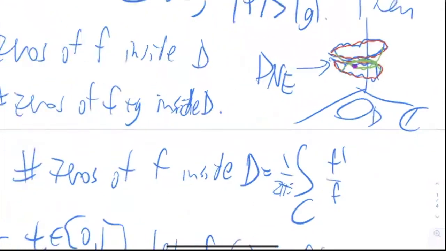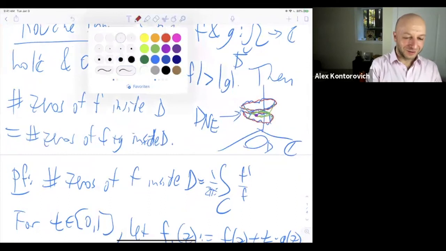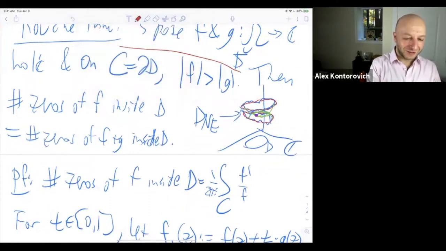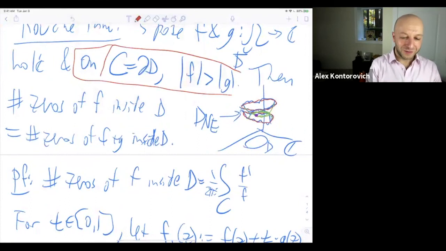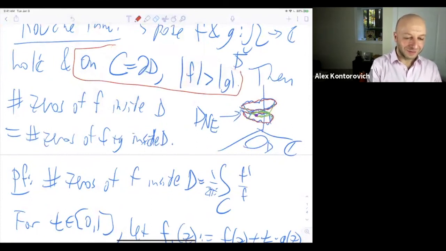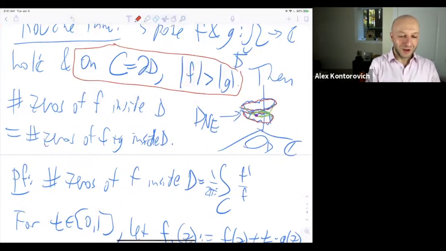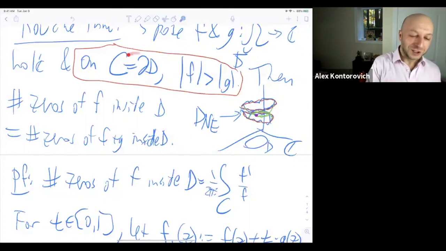So this is crucial. Only on the boundary do I know that F is strictly greater than G. Of course, if I knew it in the entire disk, it would be trivial. But in fact, I'm proving it inside on the entire disk, because if it wasn't true inside the disk, this would fail.